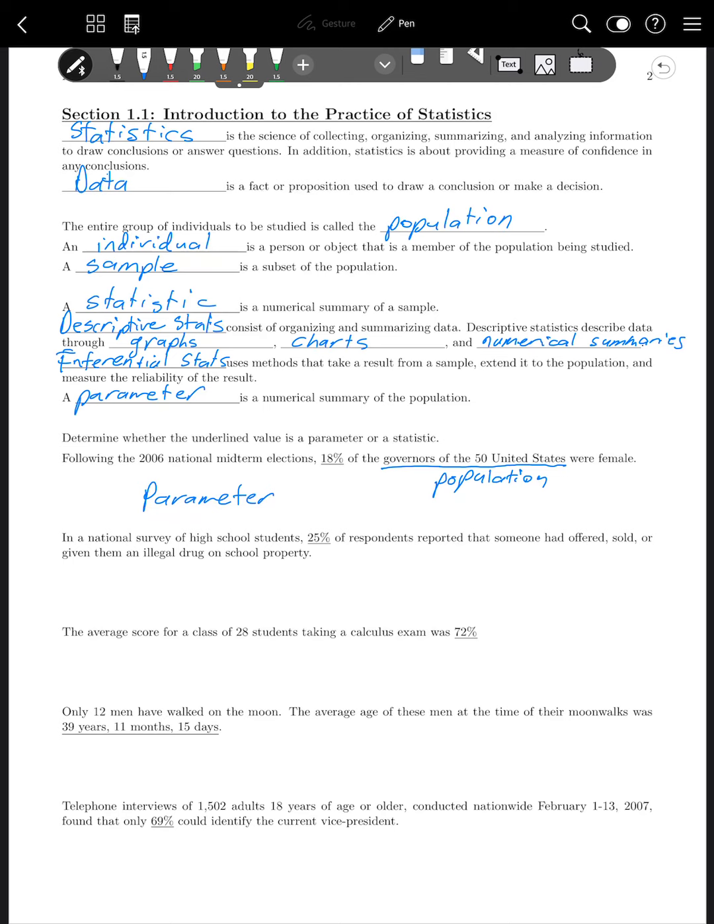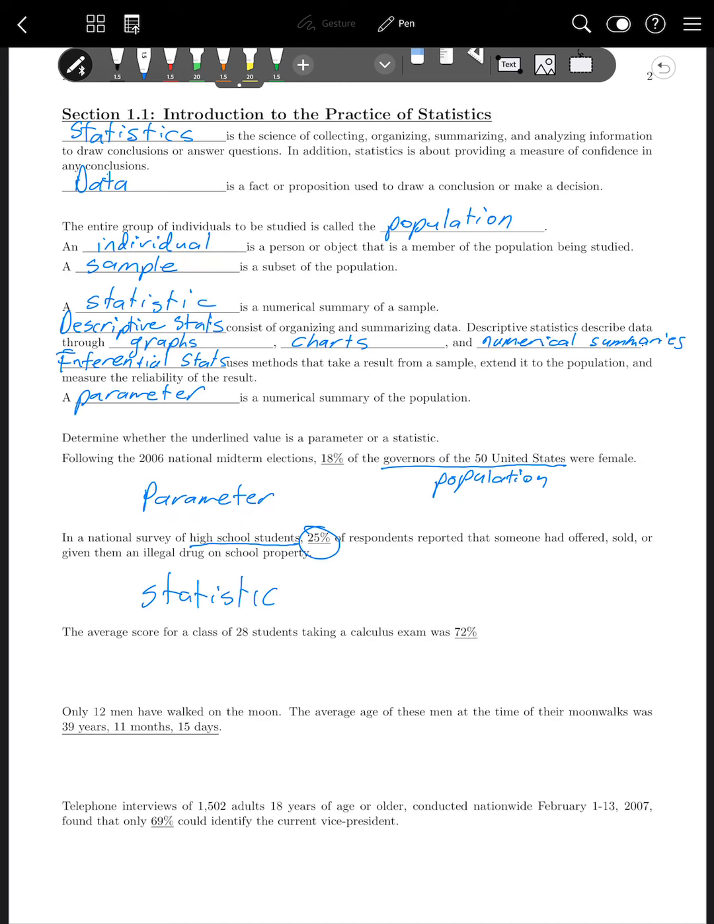A second example here, in a national survey of high school students, 25% of respondents reported that someone had offered, sold, or given them a legal drug on school property. So, in this case, the population is all high school students. So the question is, in this survey, did they ask all high school students? No, they would have asked a sample of those. So this would be a statistic. Okay, so this 25% is a statistic.